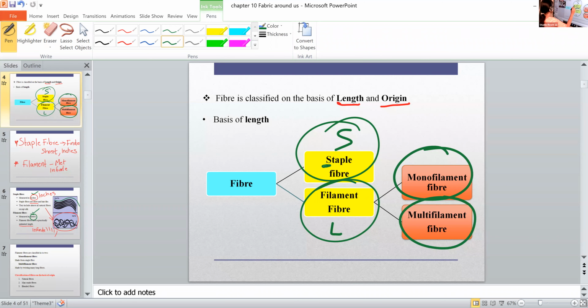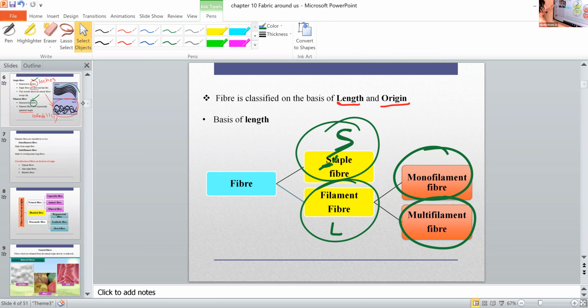Staple S, right, Reena? Staple S. So here S is for the short fibers. Both are starting with S. Then filament fibers means long length, or they are infinite in length. These filament fibers are again classified into two: monofilament fiber and multifilament fiber.